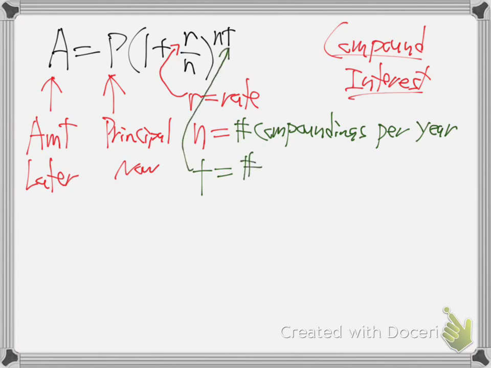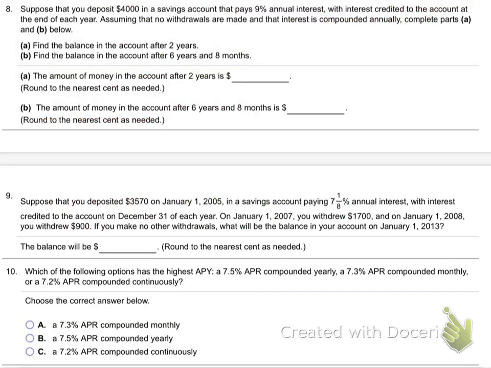T is the number of years. Okay, so with that formula, I'm back over here. I'm going to use A equals P(1 plus R over N) to the NT. Let's plug some stuff in here. They're saying you deposit $4,000. You put in $4,000.